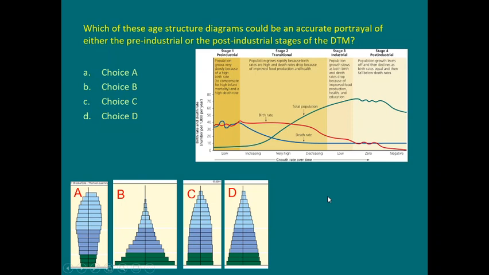Okay, here's another question. Which of these age structure diagrams could be an accurate portrayal of either the pre-industrial or the post-industrial stage of the demographic transition model? Go ahead and pause the video here and answer this yourself. Okay, let's see. I hope that you came up with the answer C, because this age pyramid graph would illustrate what populations look like in the pre-industrial phase where births and deaths equal each other out, or in the post-industrial phase where births and deaths are equal to one another.